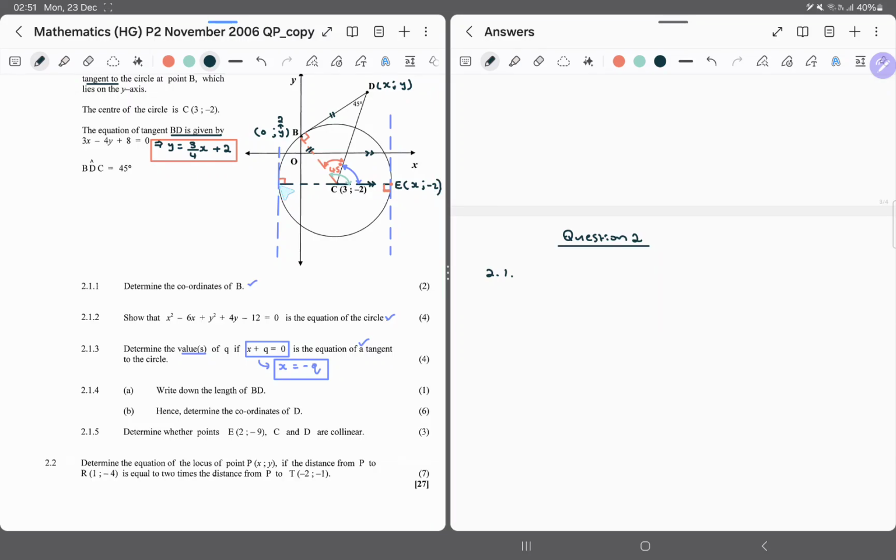Now, and then also here, we can call this point F. And then the coordinates here are going to be some x value and minus 2. Because we know that if this tangent is a vertical line, the radius must be a horizontal line. Okay, so we've got a lot of planning.